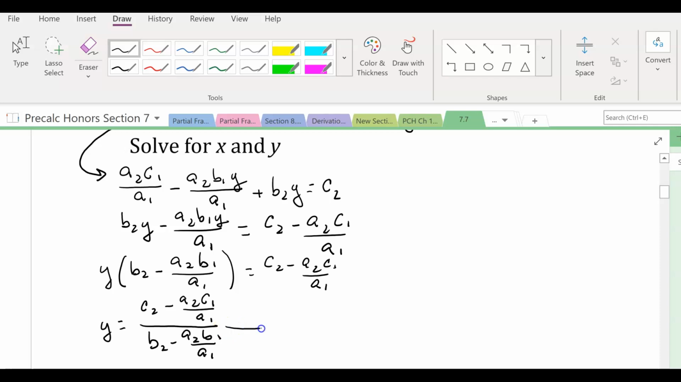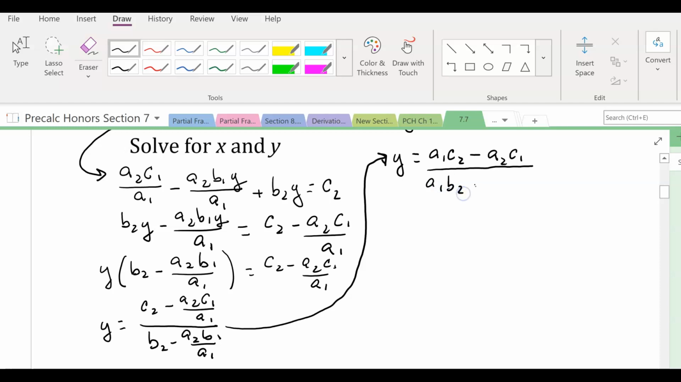We're just going to simplify this a little bit. If I multiply this whole fraction by a1 over a1, then I'm going to end up with y equal to a1c2 minus a2c1, and then in the denominator I'm going to have a1b2 minus a2b1. So here we have y, so we solved for y.